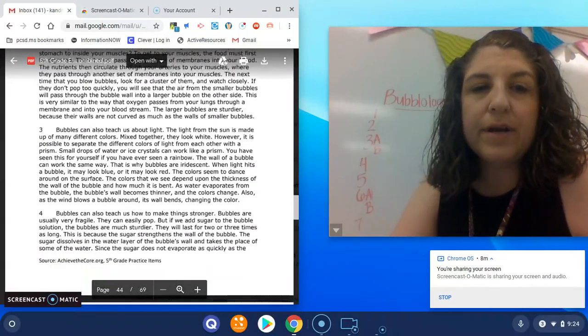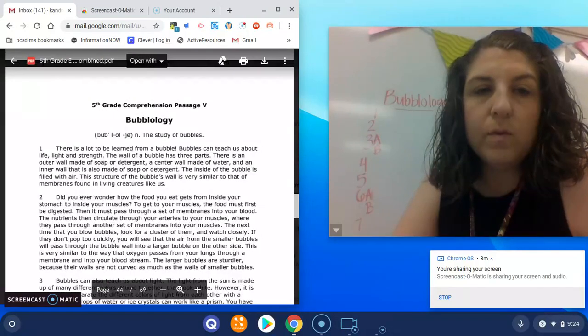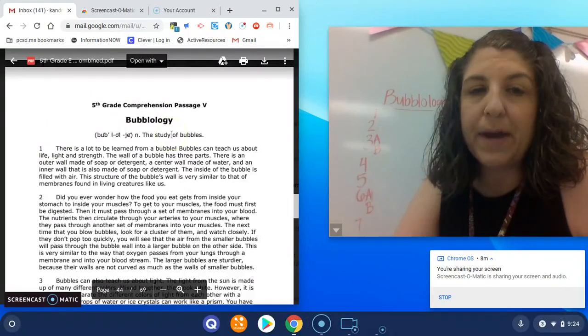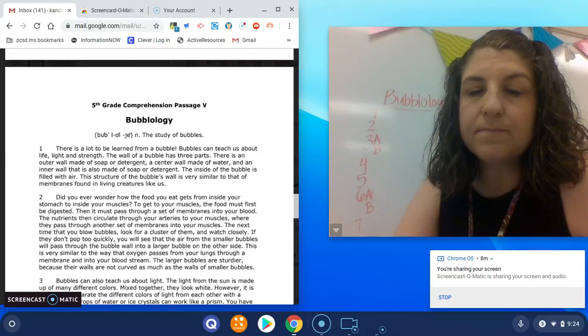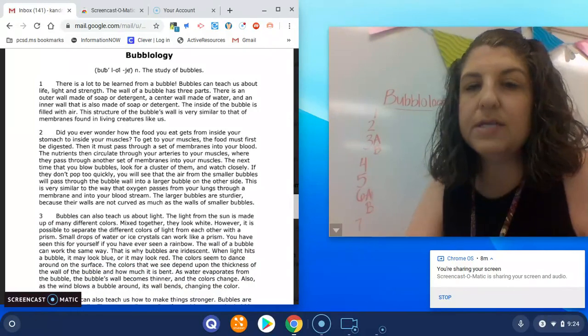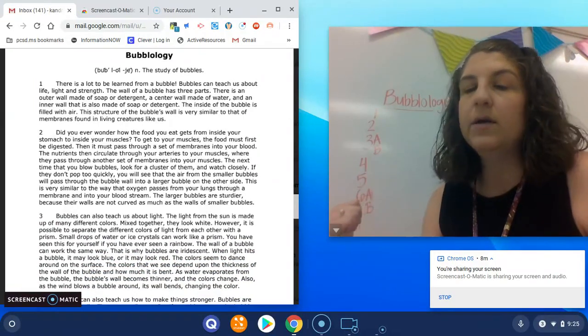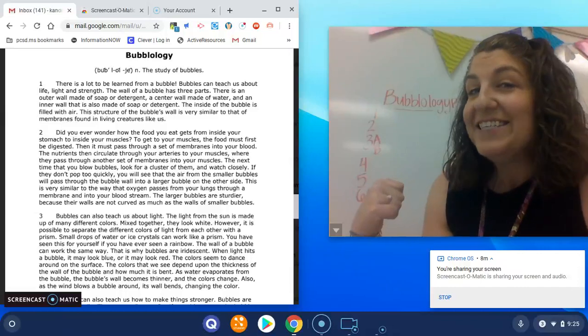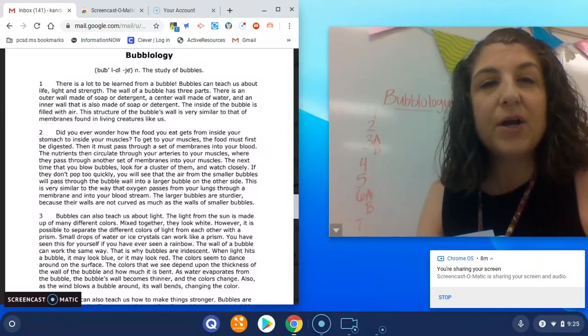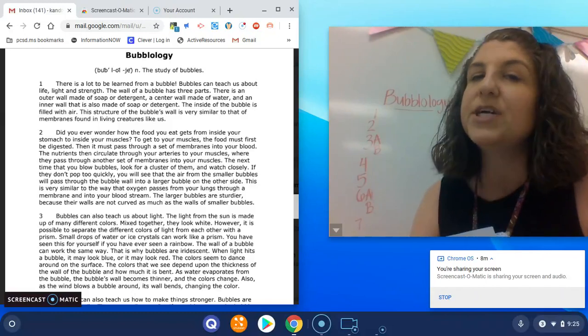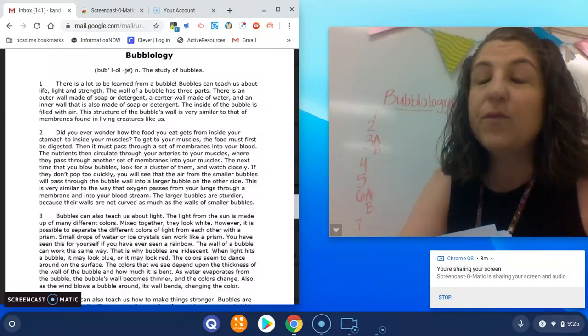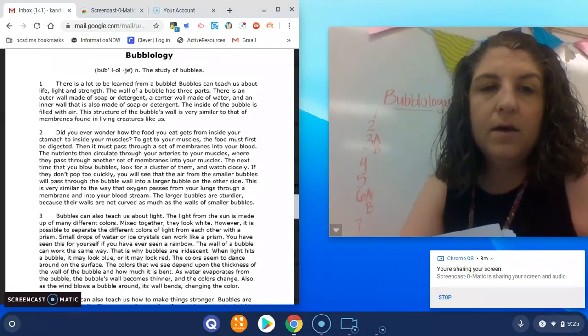Today we're going to read Bubbleology, which is on page 44 in your packet. It has 7 questions. I've gone ahead and labeled them on the board. We're going to decode and annotate. So you know what we do first is we decode our questions, we pull out the skill, try to figure out what we're looking for within our text before we even read it. So we're going to scroll down to our questions.